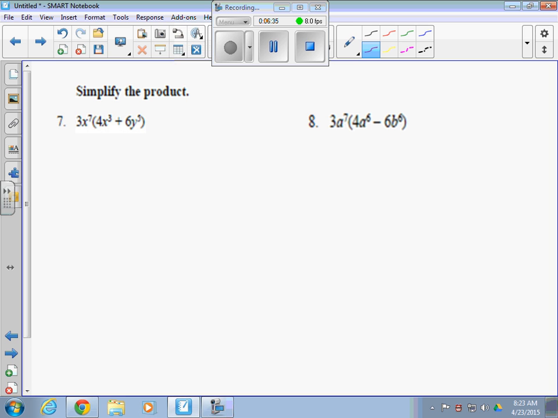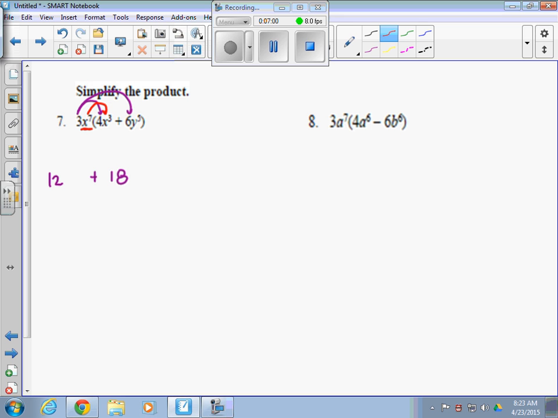Number 7 tells you to simplify the product. You distribute not just the 3, but the x to the 7th power as well. Do the coefficients first. 3 times 4 gives you 12. 3 times 6 gives you a positive 18. So then do the variables.